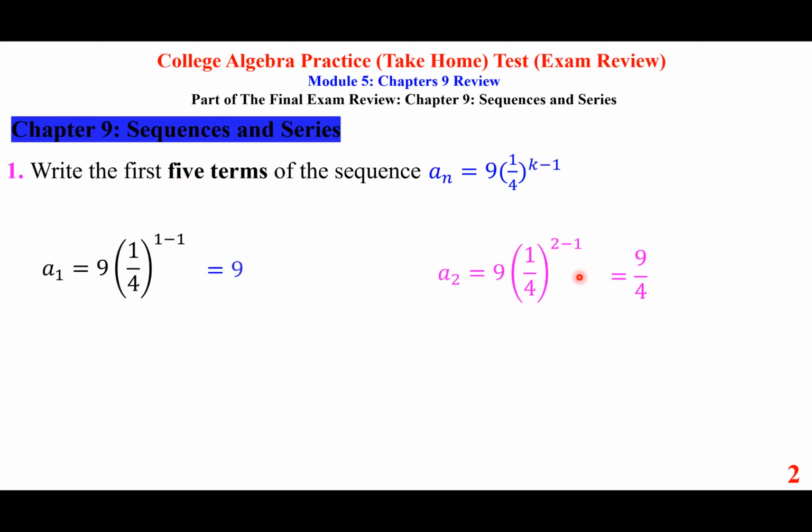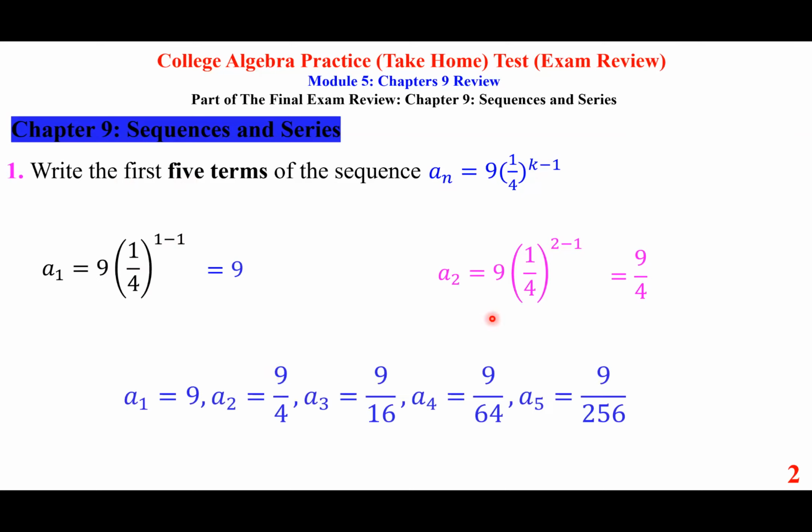As long as we can show work for a couple of them, we can show work for more. And we're going to write the first 2 that we have come up with, and the rest of it you can work on. A sub 1 is 9, A sub 2 is 9/4, so on and so forth.